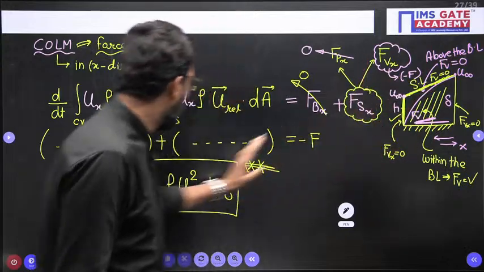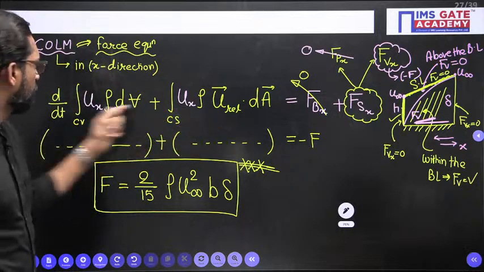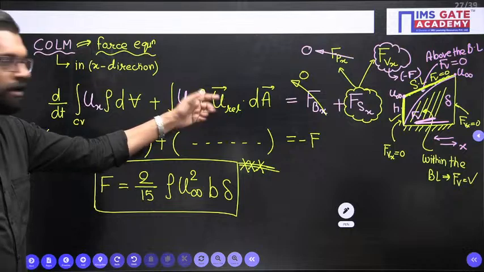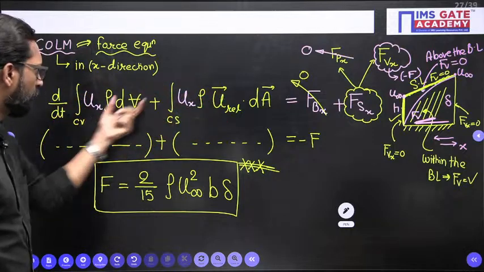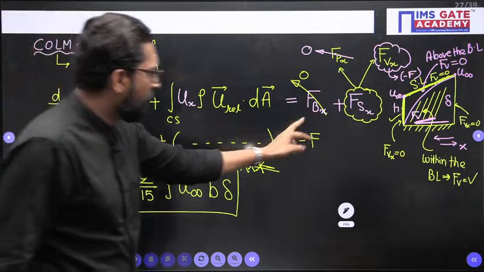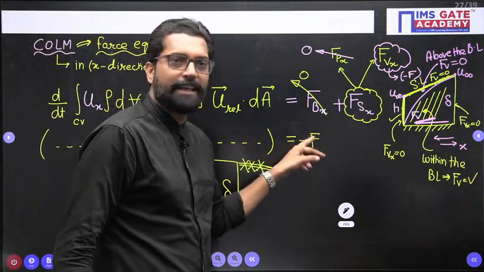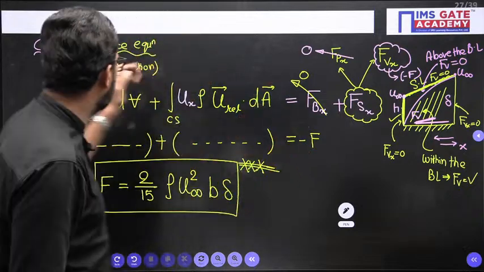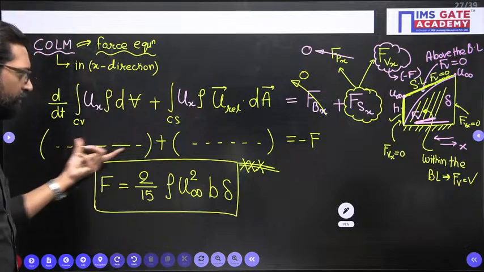So just keep in mind, there is only mathematics now. You already know this calculation from the conservation of mass principle. The only matter is how to write the minus F. So please understand these things, and also be careful while doing this calculation.